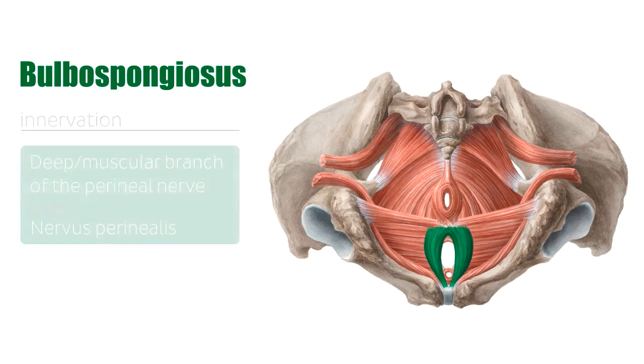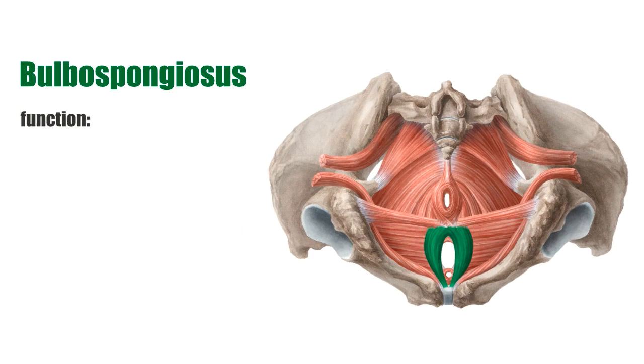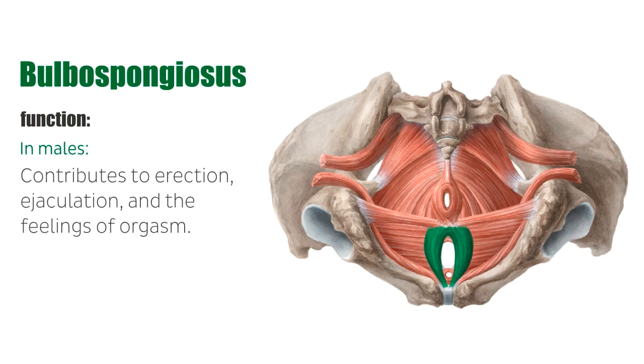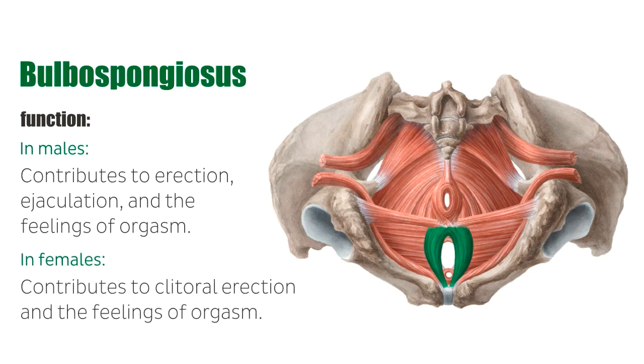We're going to move on and talk about the different functions associated to this muscle. In males, it will be contributing to then erection, ejaculation, and feelings of orgasm. In females, this muscle is going to be contributing to clitoral erection and also feelings of orgasm. As it contracts, it can also be involved in closing the vagina.